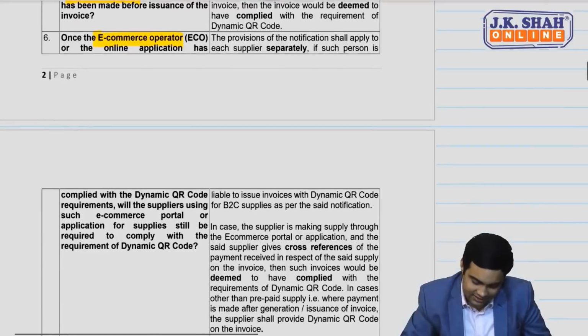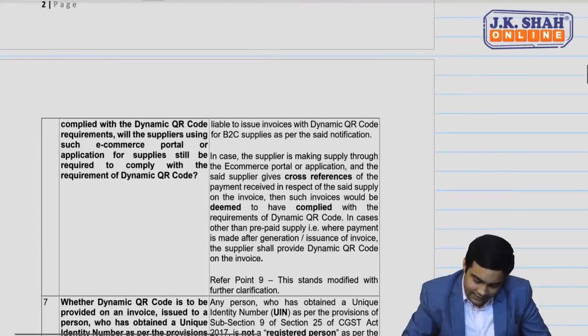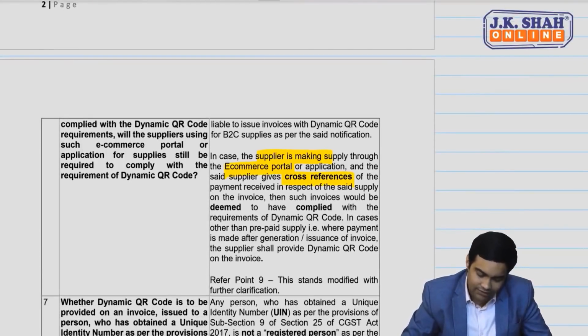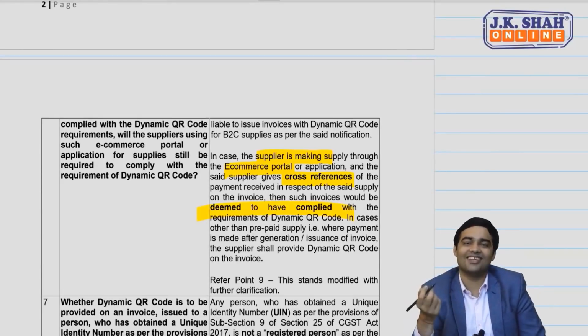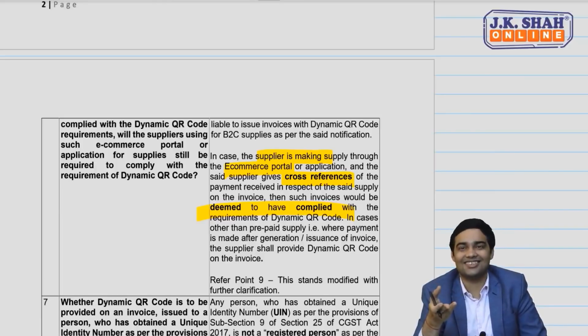Let's see what CBIC said. The provision applies separately to each supplier. In case the supplier is making supply through an e-commerce operator, if cross-reference is given, it is deemed to be complied with. Sir, at the end of the day, can we say that if payment can be tracked, that is sufficient? Exactly right. I will time and again prove to you that's what the government wants. They have completely complicated this and brought this provision with so much rigor just for the purpose of cross-references.